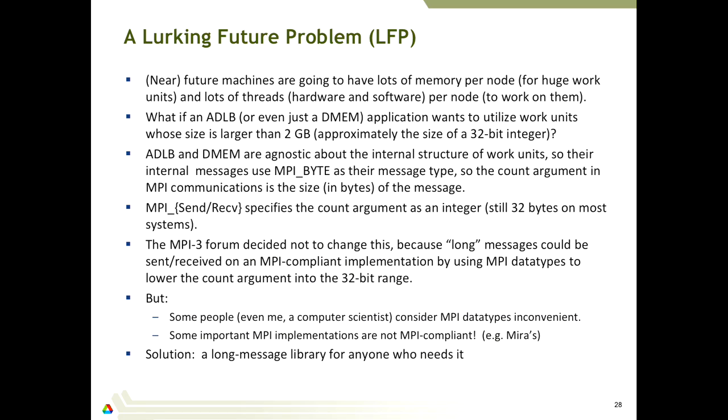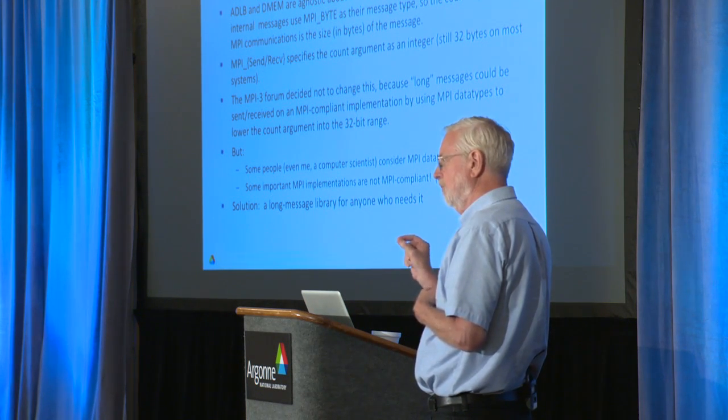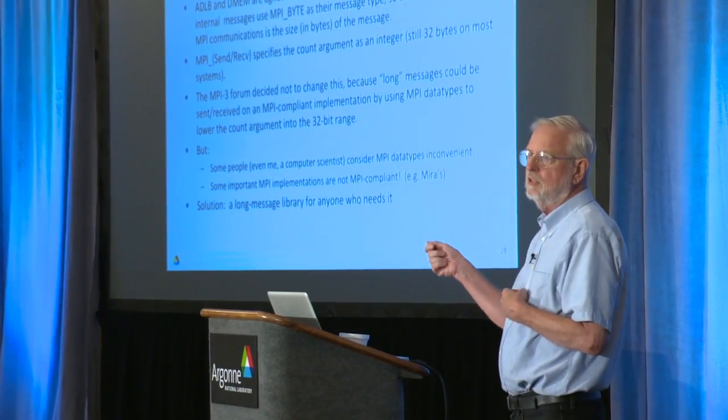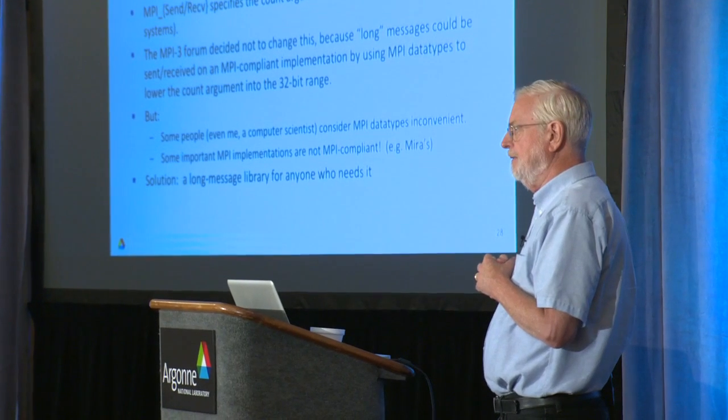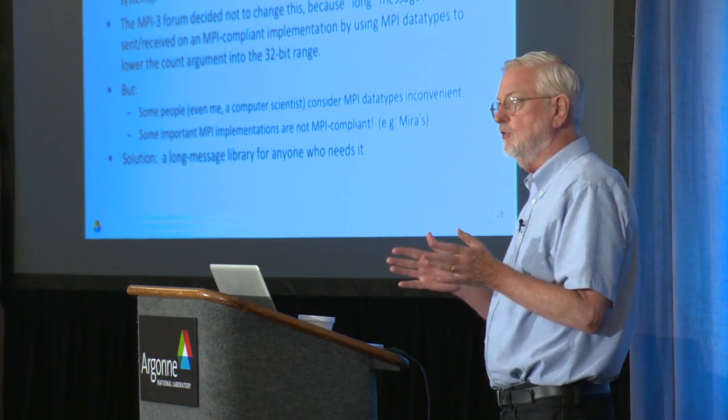ADLB and DMEM are both completely agnostic about what's in work units, so they send messages with data type MPI byte. And the MPI send and receive, as you recall, has an integer as the count argument of data types. So with the MPI API, you cannot trivially send a message of longer than 2 gigabytes in length, because the length is specified by an integer. An integer is still 4 bytes on most systems.